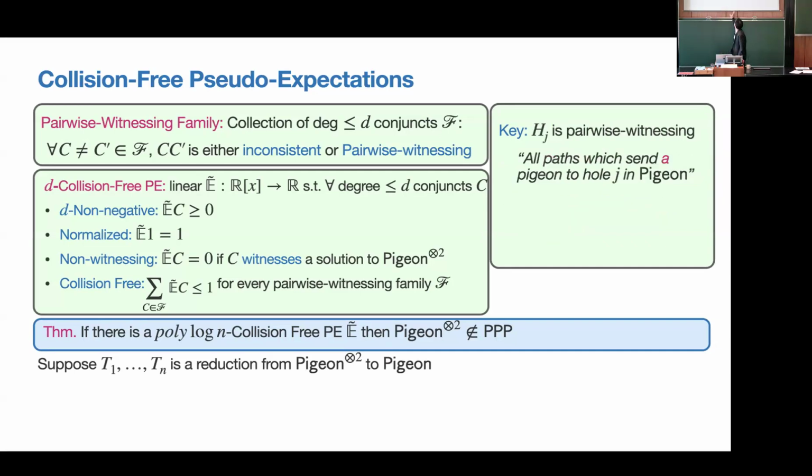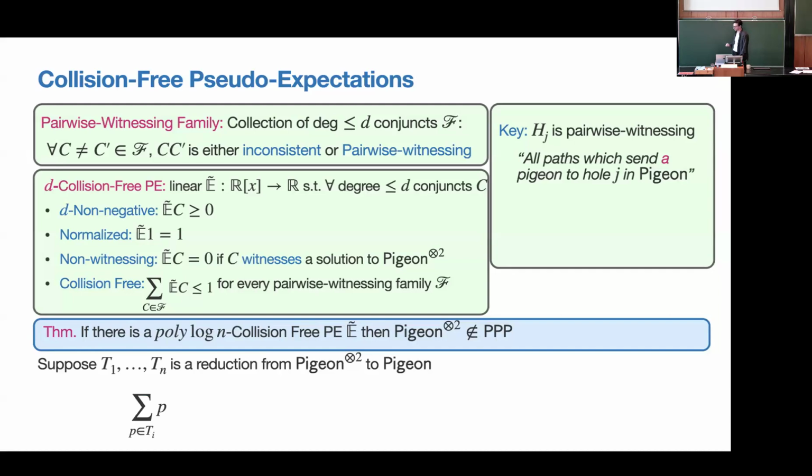What we're going to use is this property here, that for each pairwise witnessing family, its mass is at most one. We're going to use the fact that H_J is a pairwise witnessing family, where H_J is all paths which map a pigeon to hole J. Okay, so let's see how the existence of one of these contradicts such a reduction.